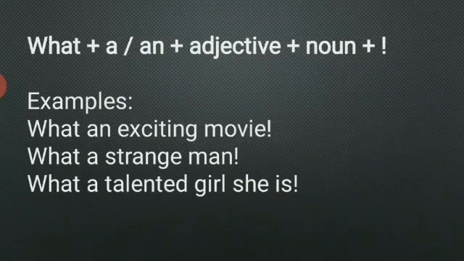Similarly, to form what exclamatory sentences, we follow the structure what plus a or an plus adjective plus noun, and at the end the exclamation mark. You can explore the examples now.